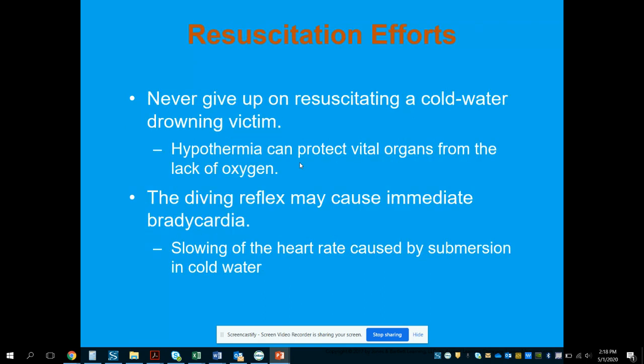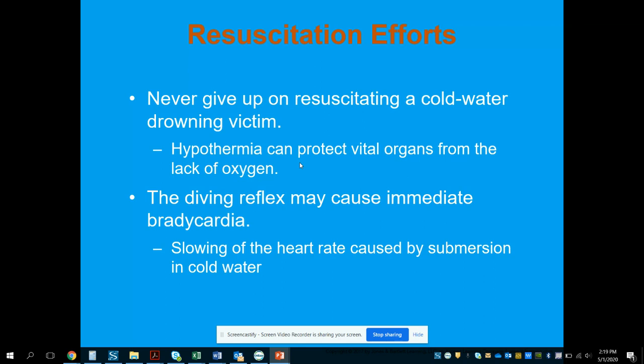As far as resuscitation efforts, usually with drownings, especially cold water drownings, you have a higher chance of success with resuscitating the patient. And so just like when we were talking about hypothermia, it's the same for cold water drownings. You have a really high chance of getting them back up because that cold water has kind of preserved the body and is protecting the vital organs. So really want to give them some time, even if it's an hour or two that you're working the arrest.